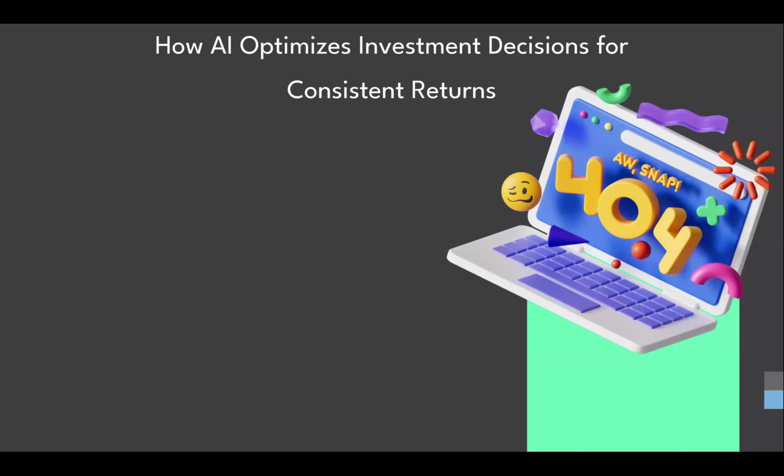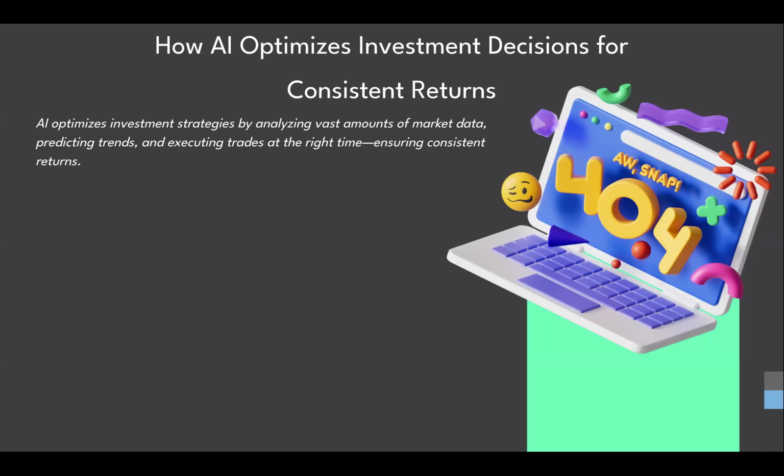and I will also go a bit deeper around what AI is doing. So, how AI optimizes investment decisions for consistent returns. AI optimizes investment strategy by analyzing vast amounts of data to predict. This allows us to know that we're going on a consistent pattern. And since we know that we are on a consistent path, we will have that certainty and assurance to a high extent that we will have consistent returns.